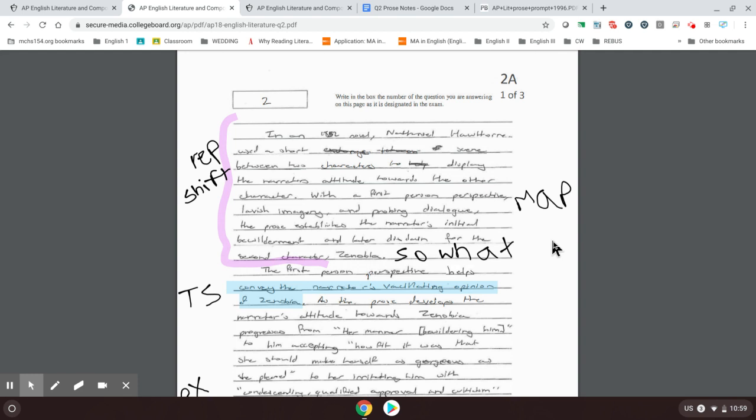Something else that's a positive, we can see that there is an adjective or a descriptor before each literary device. So first person perspective, lavish imagery, probing dialogue.